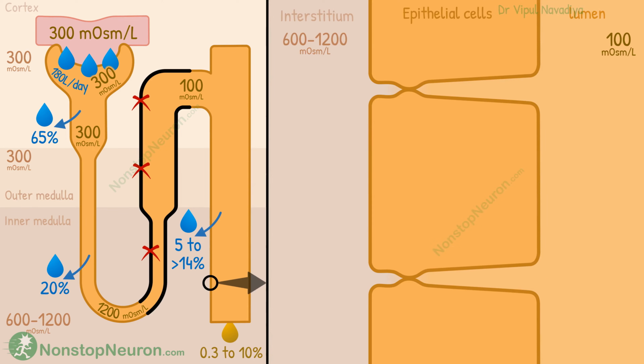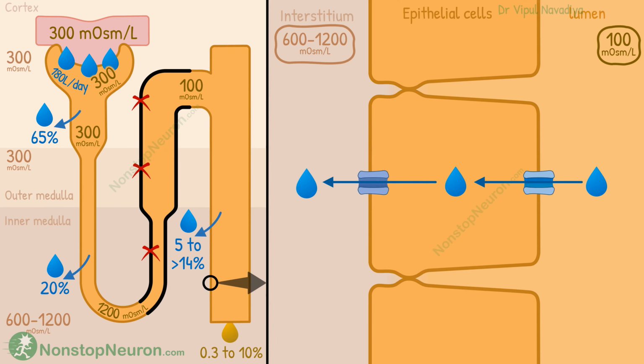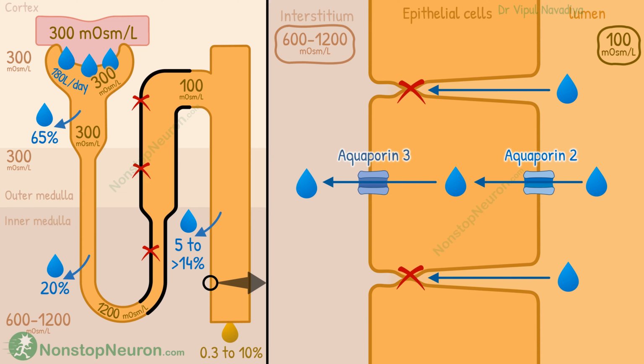Moving towards the late distal tubule and collecting duct. The fluid entering this segment is already hypoosmolar. Furthermore, the interstitium is getting more and more concentrated as we go deeper into the medulla. This osmotic gradient drives the water reabsorption in this segment. This reabsorption occurs by the transcellular path. The transporters here are Aquaporin 2 on the apical side and Aquaporin 3 on the basolateral side. Very tight junctions between the cells do not allow paracellular reabsorption. So this is the mechanism of reabsorption.